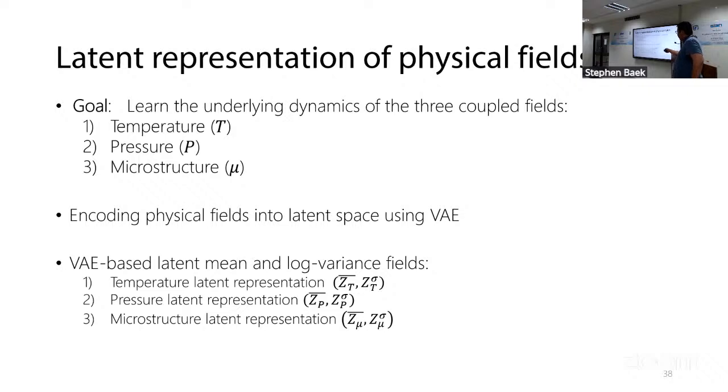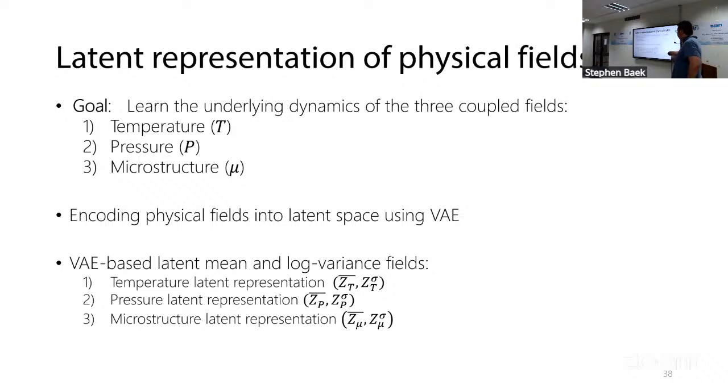In this particular problem, the goal is to learn the underlying dynamics of three fields. One is a temperature field, and the second is a pressure field. And then we are also interested in the deformation of the geometry. So the microstructure mu is the third field that we're interested in modeling the dynamics of. What we are hoping to do is to use the variational autoencoder to encode the temperature, encode the pressure, encode the microstructure into some low dimensional representation. We're going to use a variational autoencoder, which means we're going to have a mean and a variance for each of those. So ZT is the latent, low dimensional, reduced dimensional representation of the temperature.